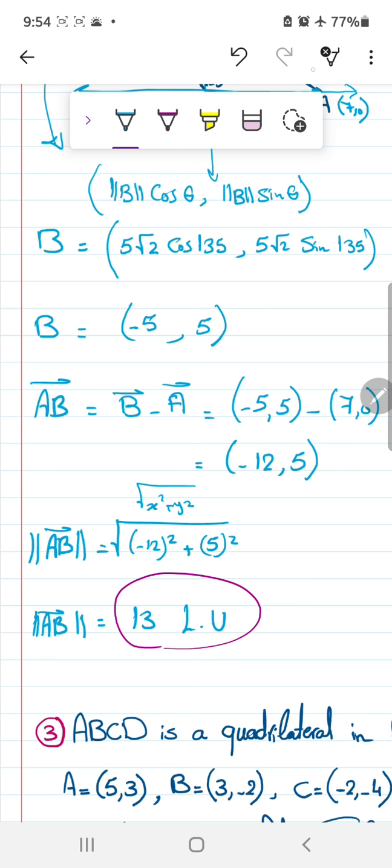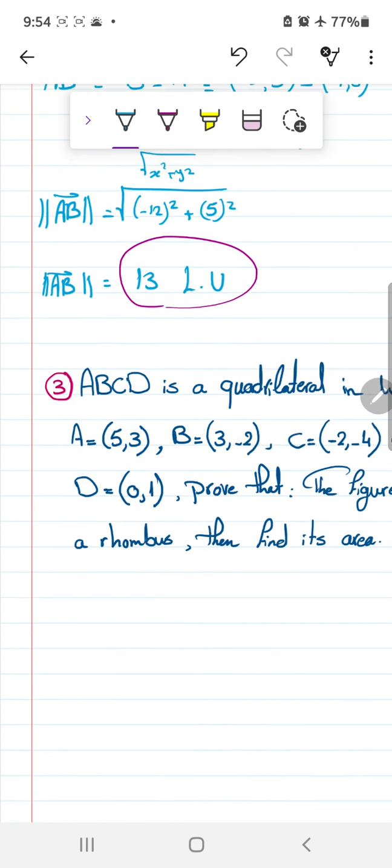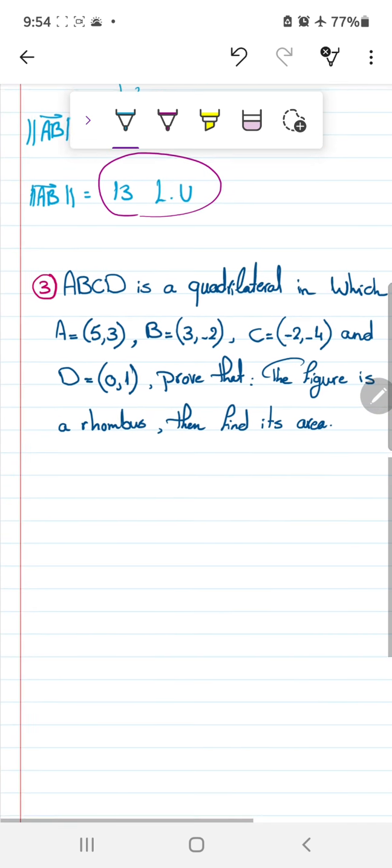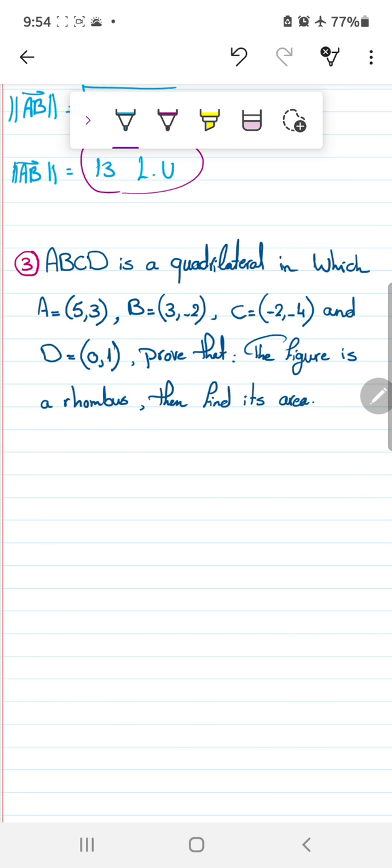The last example: ABCD is a quadrilateral. What's the meaning of quadrilateral? A polygon that consists of 4 sides. We have the coordinates of A, B, C, and D. We want to prove that the figure ABCD is a rhombus.